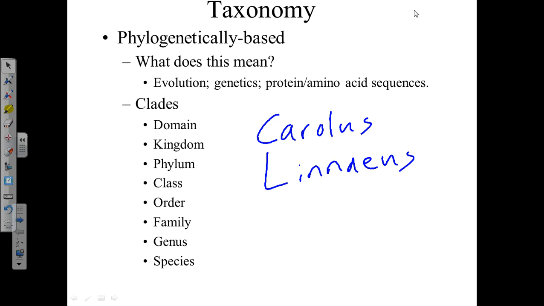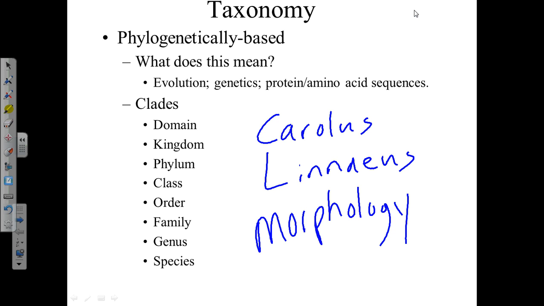But Linnaeus is a long time ago, before we knew about genetics and stuff. So when Linnaeus came up with this system, things were mostly classified based on this. What's morphology? Shape. What they were like. Their structure. Not so much their function even, just their shape. What they look like. That's how they got classified a long time ago.